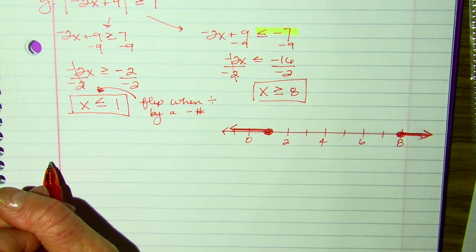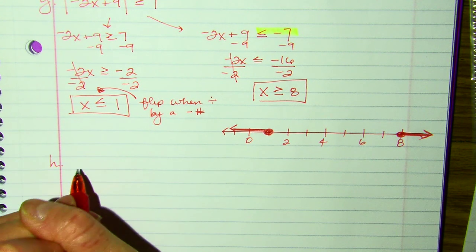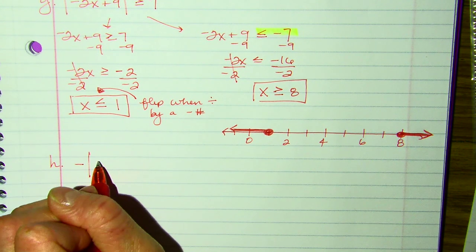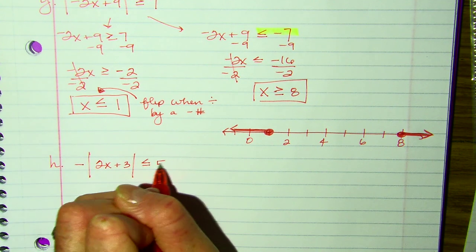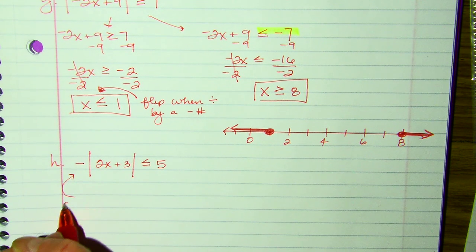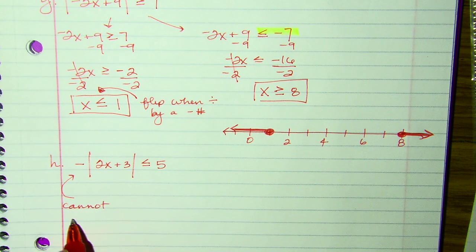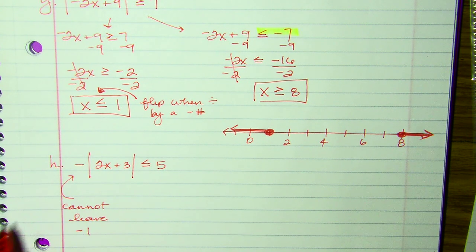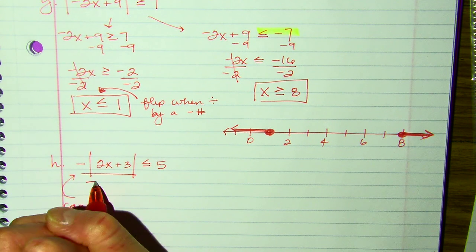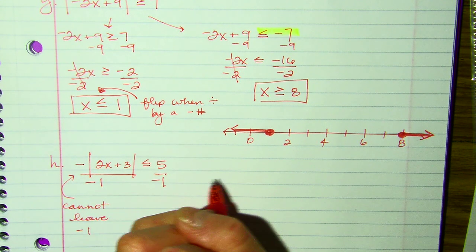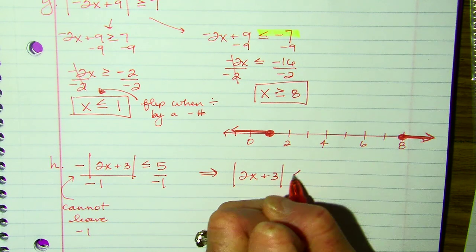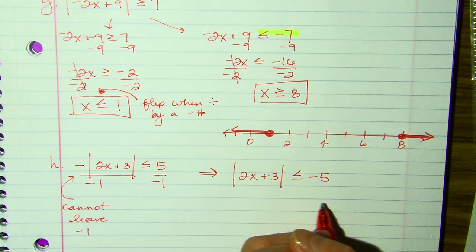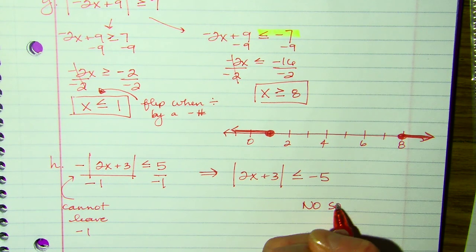Last one that I'm going to do is H. Negative absolute value of 2x plus 3 is less than or equal to 5. Now, you cannot leave a negative right there. So I have to divide both sides by negative 1. So divide by negative 1. And that gives me the absolute value of 2x plus 3 is greater than or equal to negative 5. And because it's negative, there's no solution.